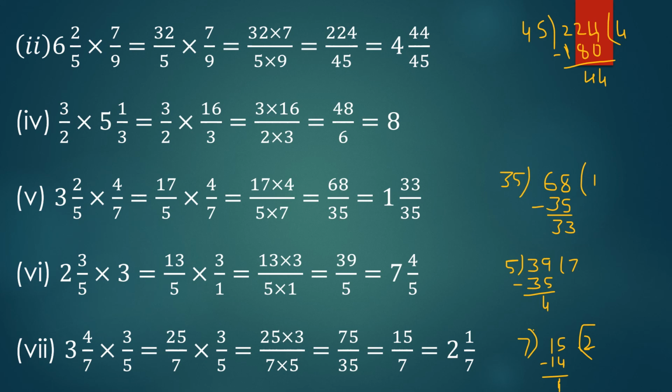Next, 3 by 2 into 5 1 by 3 equal 3 by 2 into, so 5 1 by 3 will become 16 divided by 3. Now this will become 3 into 16 divided by 2 into 3, which is equal to 48 divided by 6, because 6 ones are 6 and 6 8s are 48. Therefore 8 is the answer.